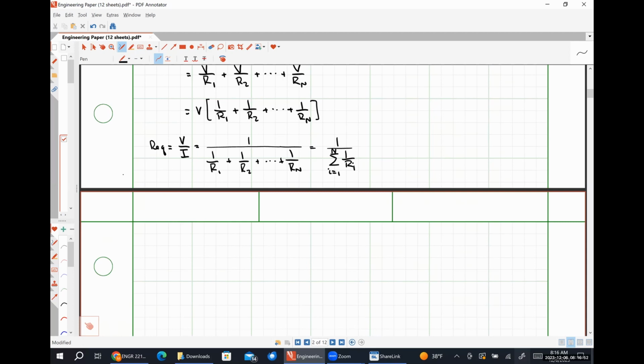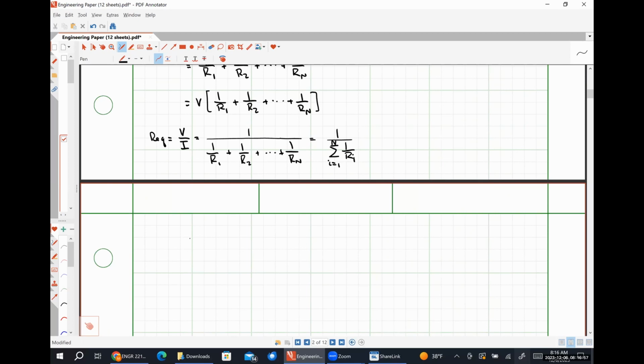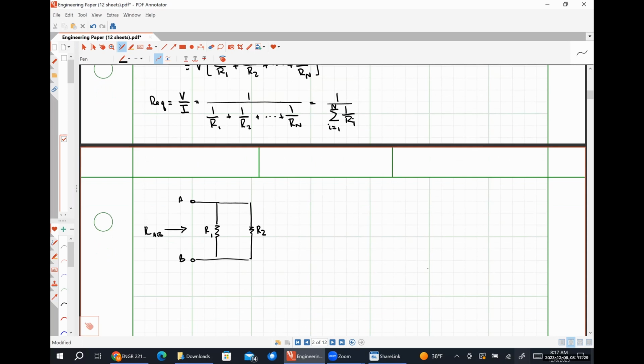So let's consider a network where we only have two resistors in parallel, okay? So let's say that I have some terminal A here, and then generically a resistor R1, some terminal B down here, and here we have a resistor R2. And we're trying to find the equivalent resistance seen between these terminals, which I'm going to label as RAB. Okay? That's the notation we're going to wind up using a lot in this class, so I'm just introducing it now.